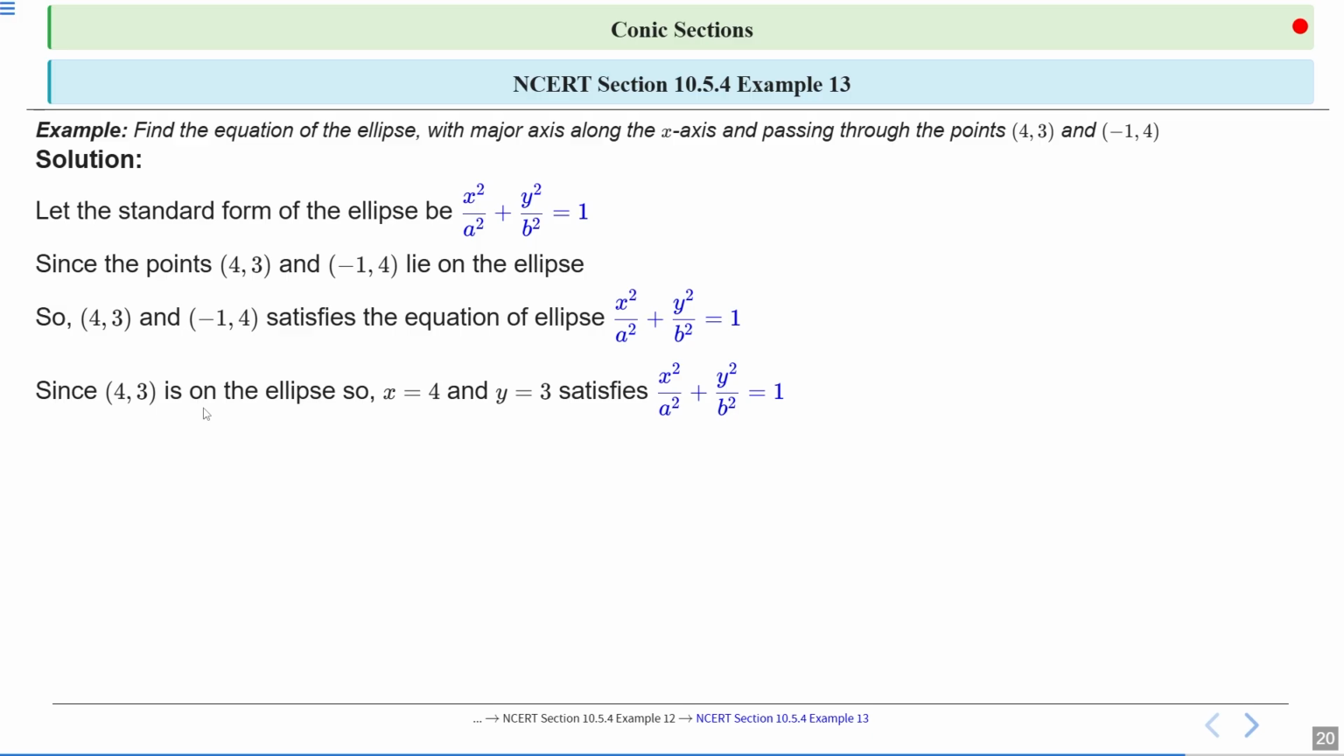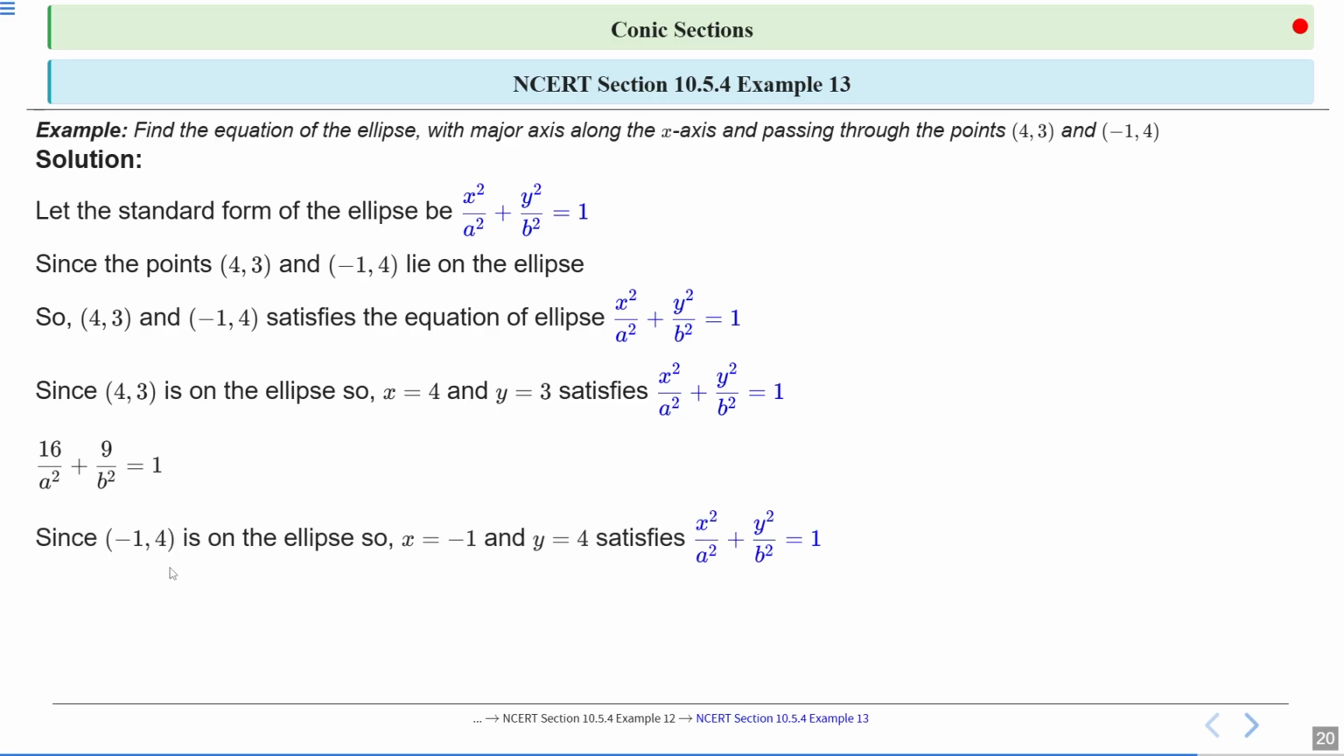Since (4, 3) is on the ellipse, x is equal to 4 and y is equal to 3. So substitute x equal to 4 and y equal to 3 into the equation of the ellipse, x square upon a square plus y square upon b square equal to 1. This will give us the equation 16 upon a square plus 9 upon b square equal to 1. Note this equation.